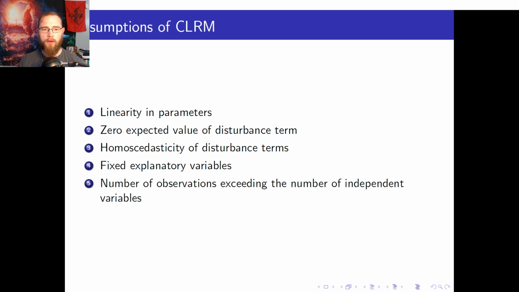All right, so what are those? You can see here: linearity in parameters, zero expected value of disturbance terms, homoscedasticity of disturbance terms, fixed explanatory variables, number of observations exceeding the number of independent variables, and multicollinearity is associated with that.